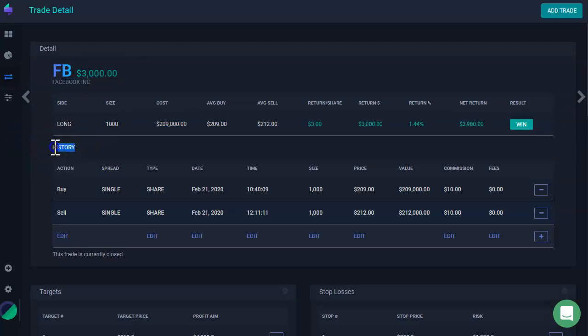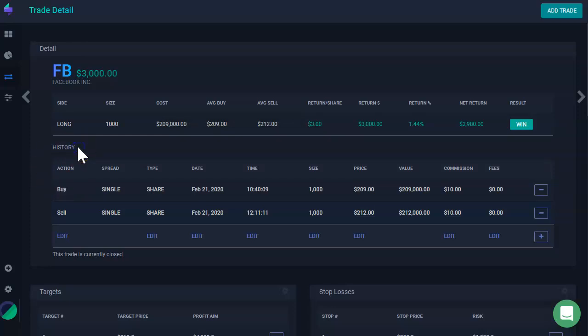Okay. History is going to contain all the executions that took place on this trade. In this example, there were two executions for this trade, an opening execution and a closing execution. Okay. So this is going to contain all the information about those executions. For example, action can be either buy or sell. Spread, depending on what you trade.